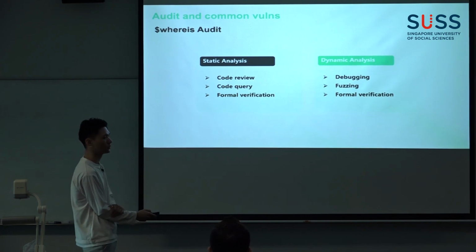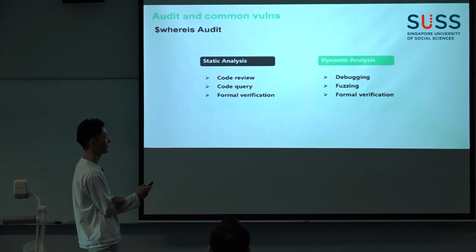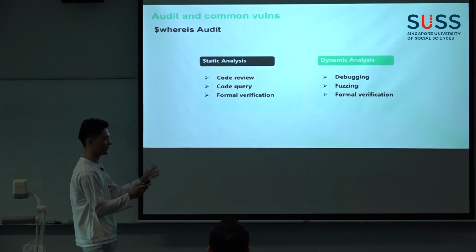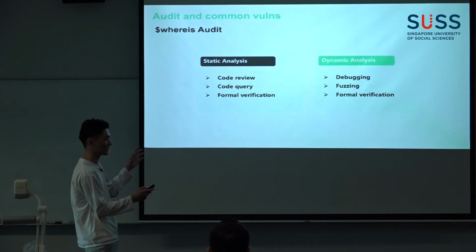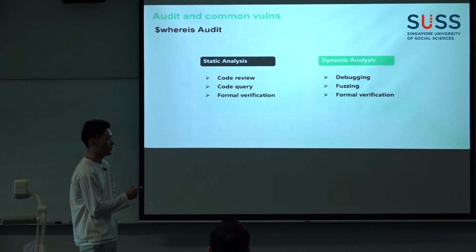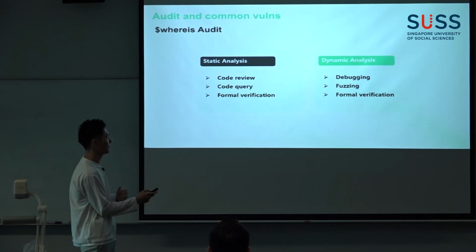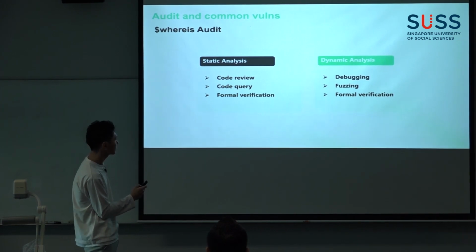And then we can use code query. This is especially important in traditional languages like C++ and Java, where we have a code query engine that can search for certain vulnerable patterns and see if any vulnerable code exists in our project, because the code base might be huge. But in Move, or in Rust for example, there are currently no available tools for code query.